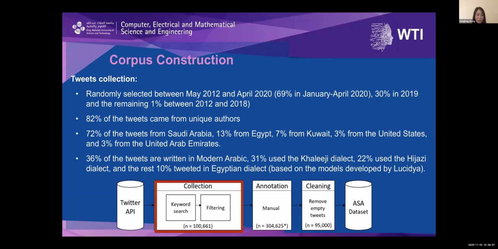and 3% from UAE. Because in Arabic NLP, a very challenging issue is the dialect, we also verified the diversity of our tweets based on the tool developed by Lucidia. We can find out that our 100,000 tweets cover different kinds of dialects. For example, 36% are written in Modern Arabic, 31% is from the Khaliji dialect, 22% is from a different one, and there are 10% from the Egyptian dialect.